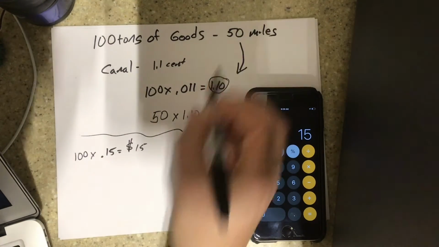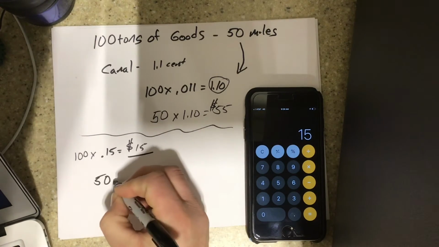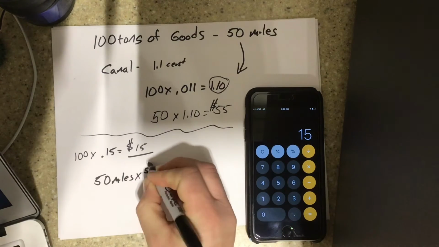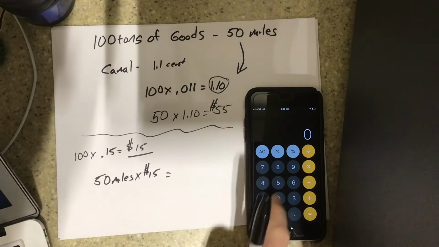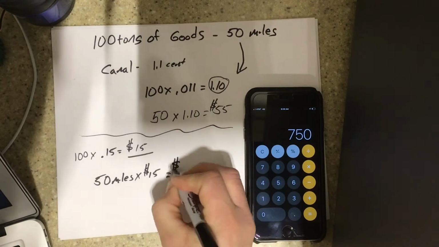And if we're going to take it 50 miles, I just take my product here. So I'm going 50 miles times $15, and that equals $750.